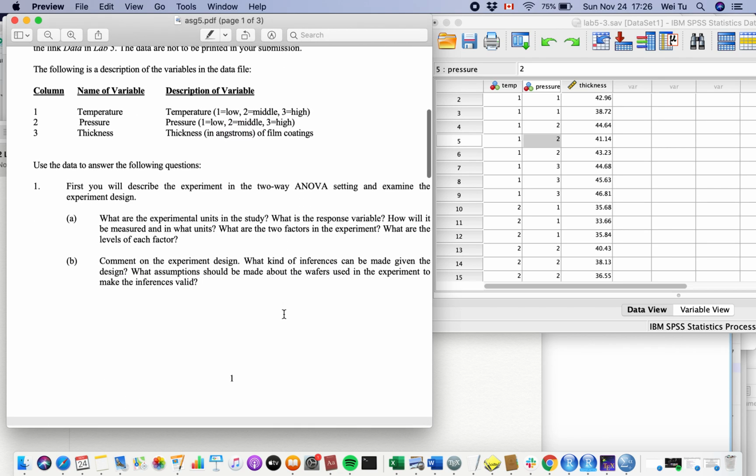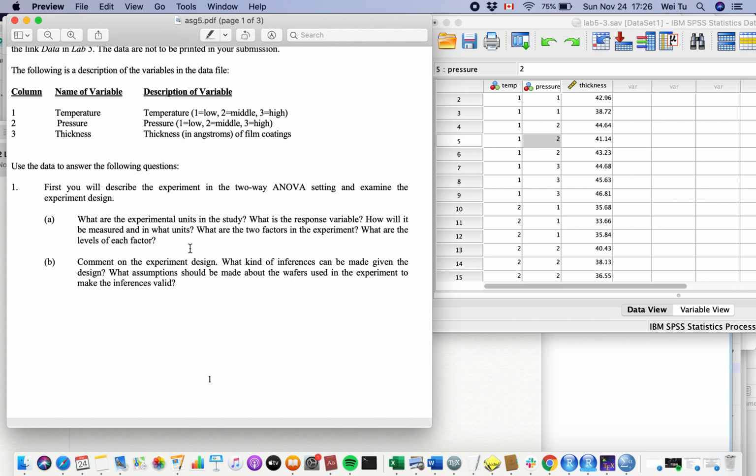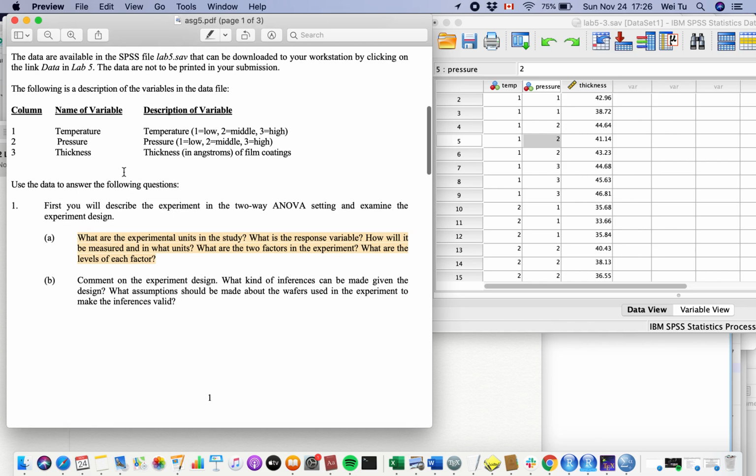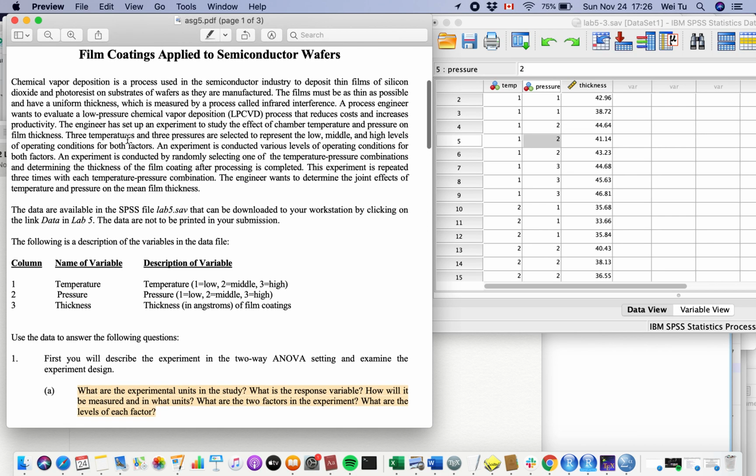Okay, so let's take a look at the questions. The first question, 1A, is about the design information. The experimental unit, I guess, is a film coating. Is that proper? I guess it is, right? We are looking at the conditions that produced the film coating, like the temperature and the pressure, and we're measuring the outcome, which is the thickness of the film coating.